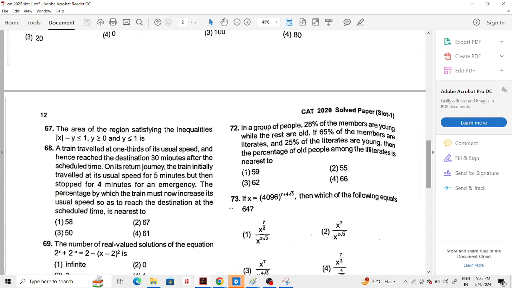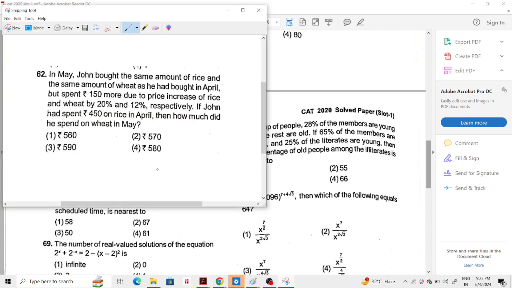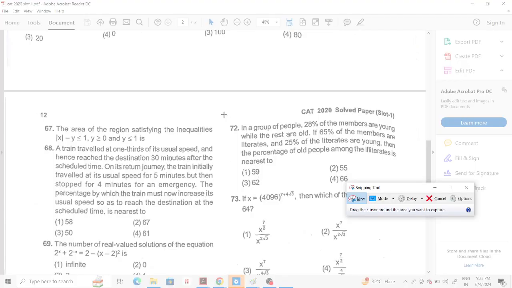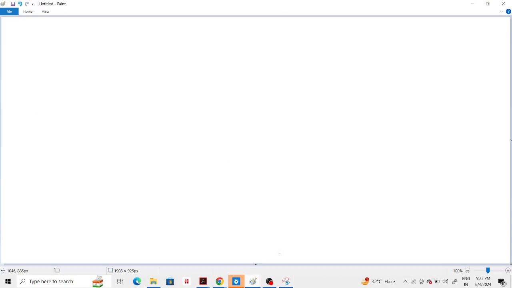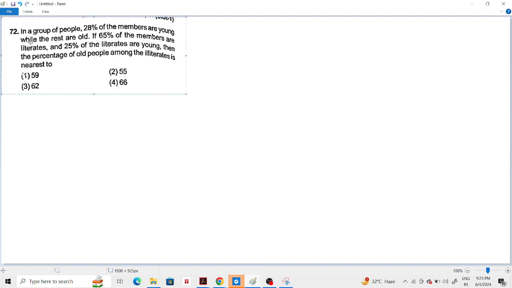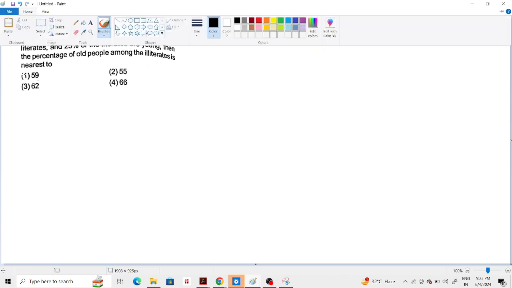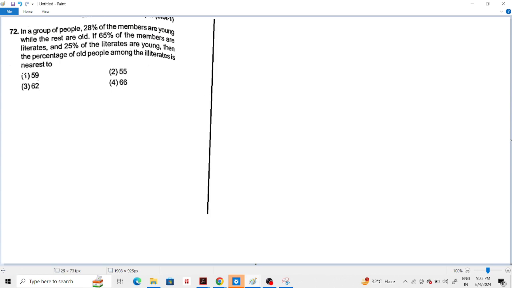Okay, so you see this sum, Sriparna, sorry, Shritama. Actually I have a student Sriparna, so that name came. In a group of people, 28% of the members are young. So this one you are saying you did with Niladri, you did it with X, right? Yes, sir, I did with X. I will do it with 100.